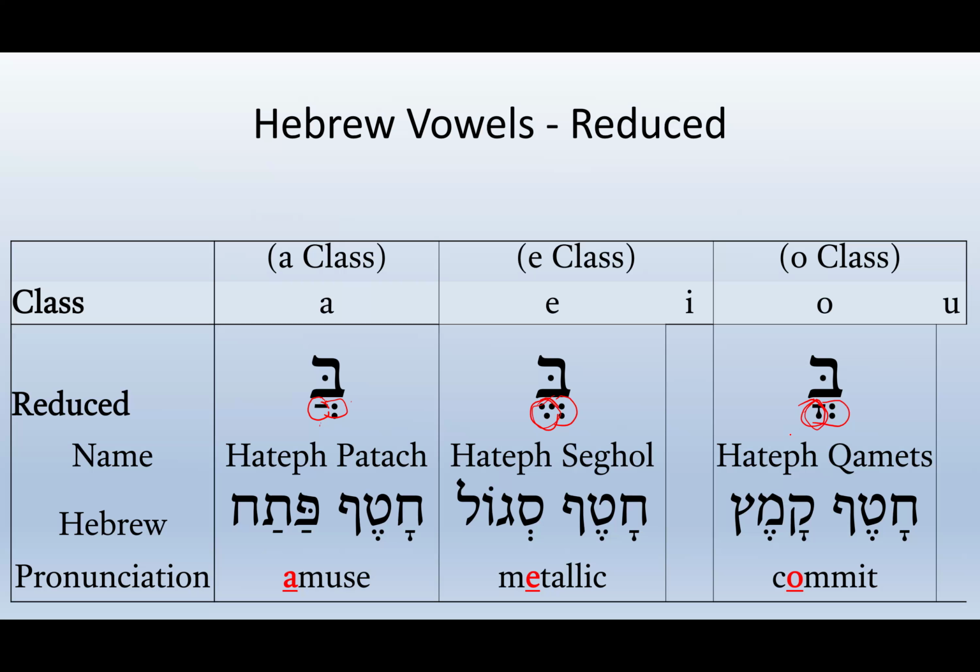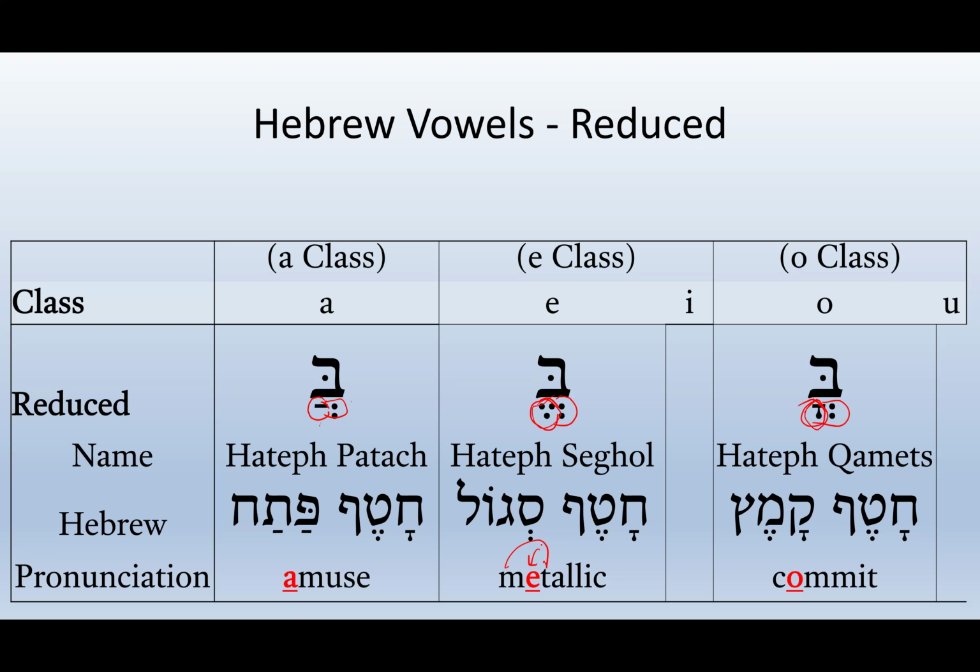But when you say them, notice "amuse." When you say "amuse," you spend very little time on the A. It's like you're trying to rush to get to the M sound. Same way with "metallic." It's like the E almost doesn't exist. You're trying to hurry from the M to the T, "metallic, metallic." And so that's an example of how these are reduced vowels.